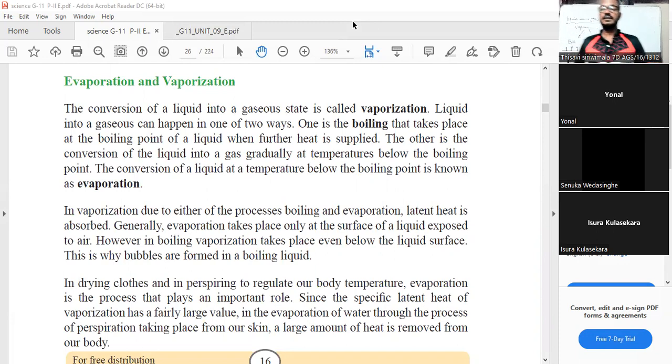During this, vaporization takes place not only at the surface, but also below the surface, by creating bubbles.